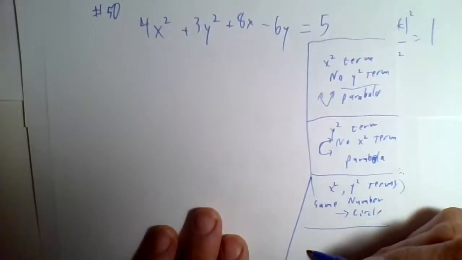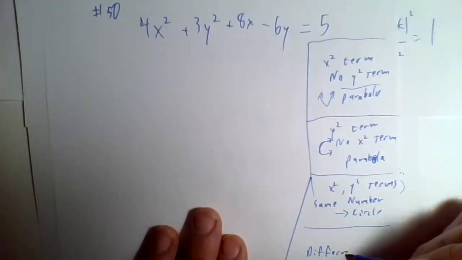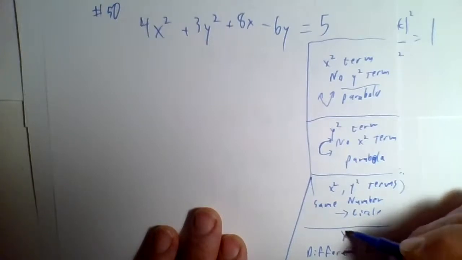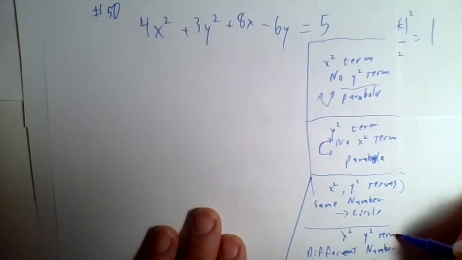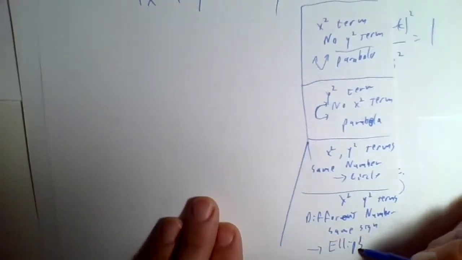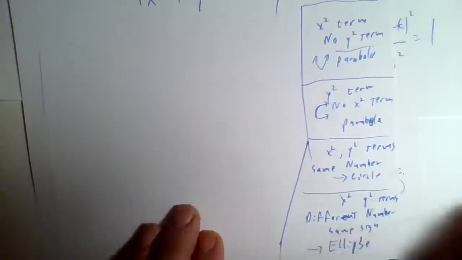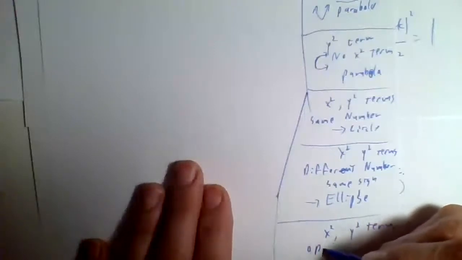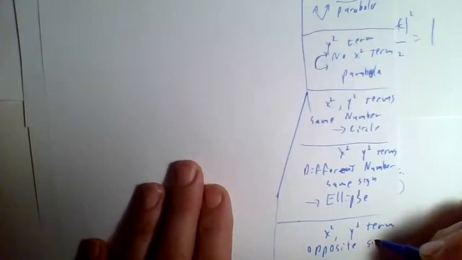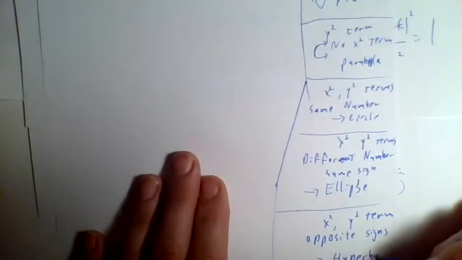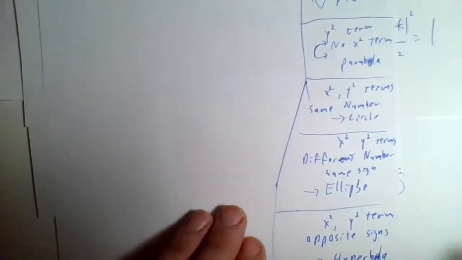If they have different numbers, same sign, that's the kind of thing we're working on now. That's the ellipses. Different coefficient number, but same sign on your x squared and y squared terms. Different number, same sign, then it's an ellipse. You'll have two different sort of radius things. And if you have an x squared and a y squared term with opposite signs, when they're on the same side of the equation, but one of them's positive, one of them's negative, then it's going to be a hyperbola.